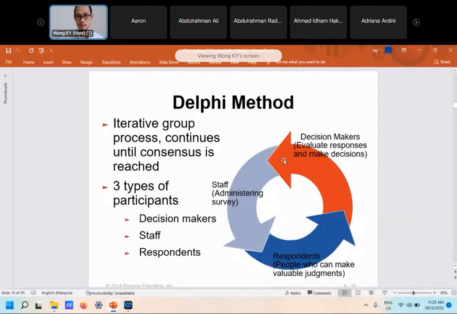You look at the values again. If they're still different, then you repeat again. You iterate the process. You return back to the experts. You ask the experts to do it again. Okay, until a final consensus is reached, until all the experts agreed on a single value. So that is called Delphi method. So it's an iterative process. It will continue until consensus is reached.